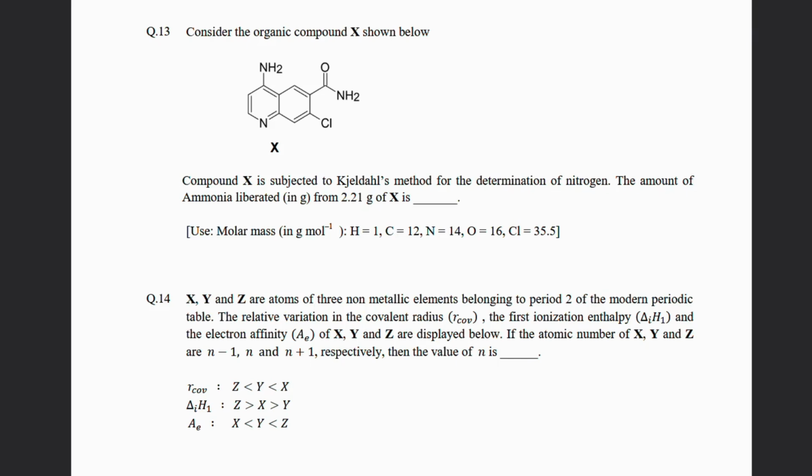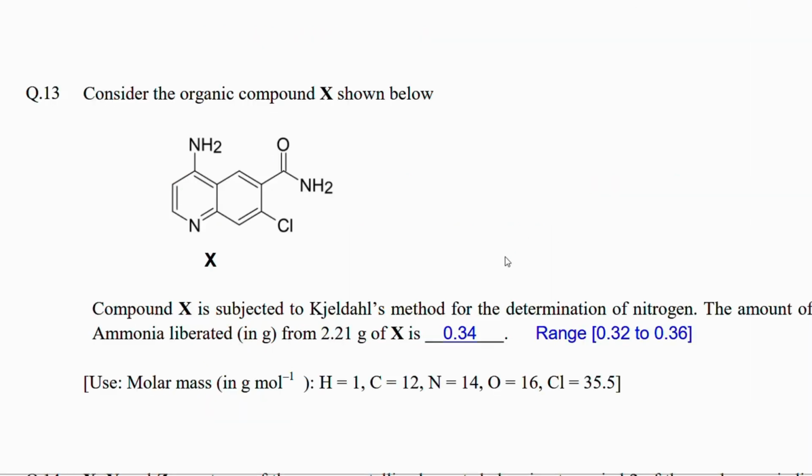Hence, in this compound, from 1 mole of the compound X, we get 2 moles of NH3. The amount of substance X given in the question is 2.21 gram, that is precisely 0.01 moles of the given compound. So from 0.01 moles we get 0.02 moles of ammonia, and therefore the mass turns out to be around 0.34. So this was the answer key that was released by the board.